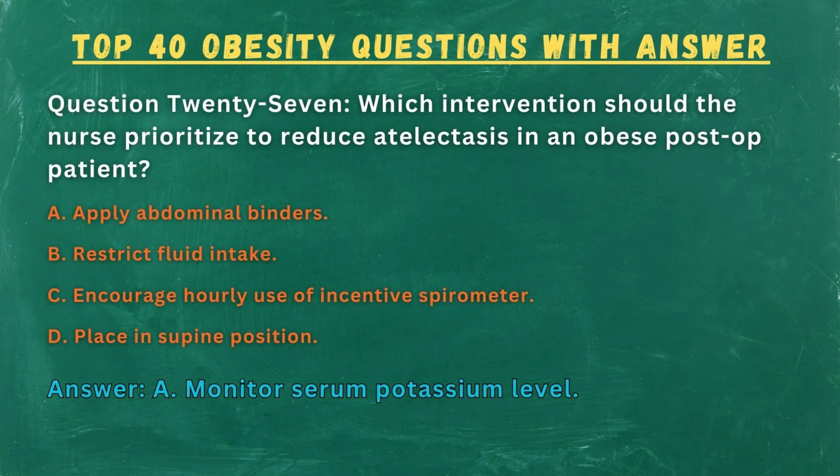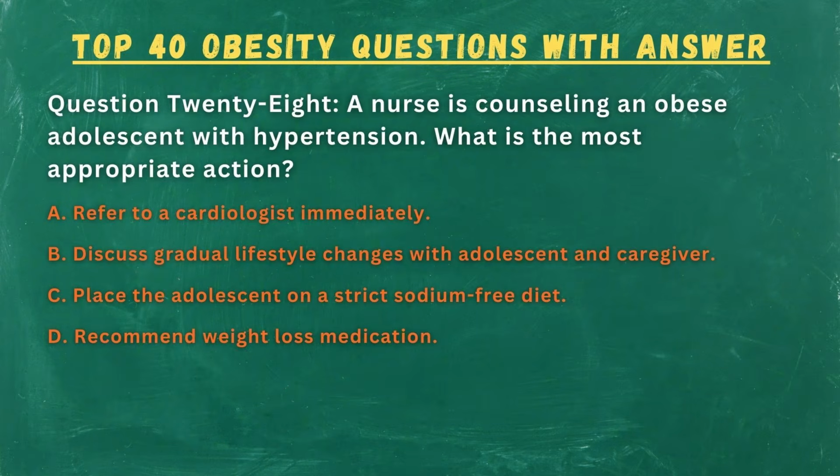Answer. C. Encourage hourly use of incentive spirometer. Question 28. A nurse is counseling an obese adolescent with hypertension. What is the most appropriate action? A. Refer to a cardiologist immediately.